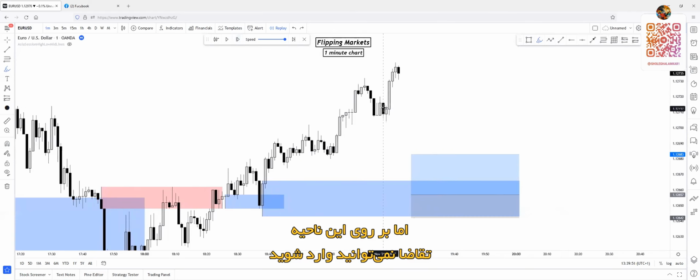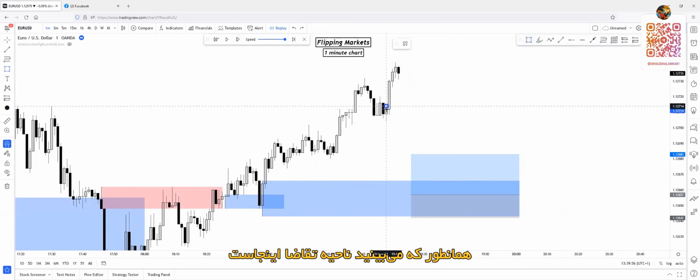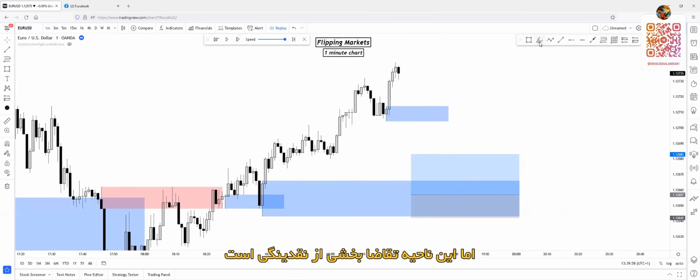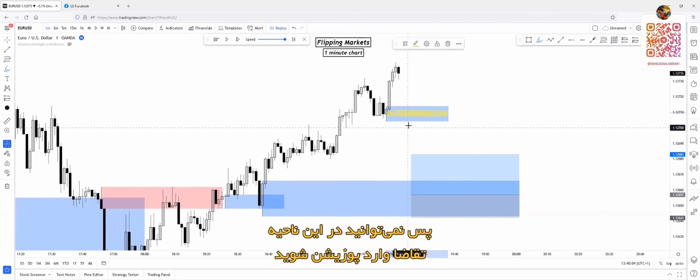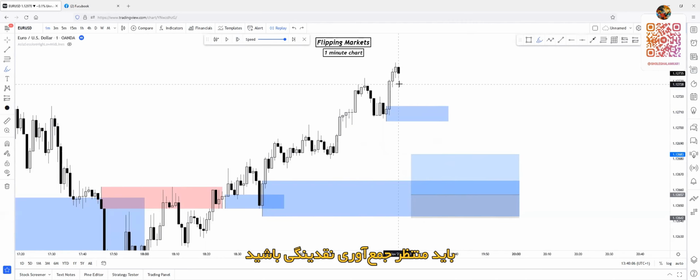But you actually can't open a position on this demand zone. As you can see, price formed this demand zone here. But this demand zone is part of the liquidity. Can you see how many equal bottoms are here? So you can't really open a position on this demand zone. You will want to wait for a liquidity sweep.